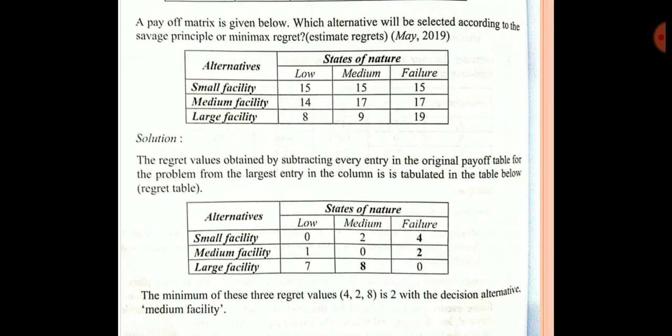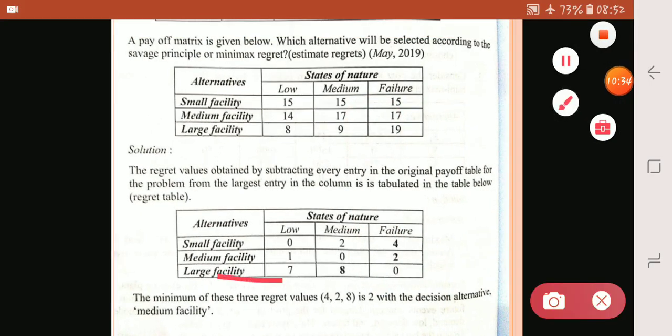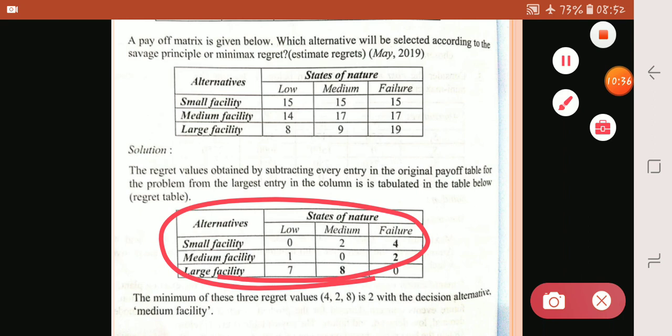So once this table is made, from this table now you have to select the maximum values from this table. So from small facility the maximum value is 4, then medium facility the maximum value is 2, and from large facility the maximum value is 8.